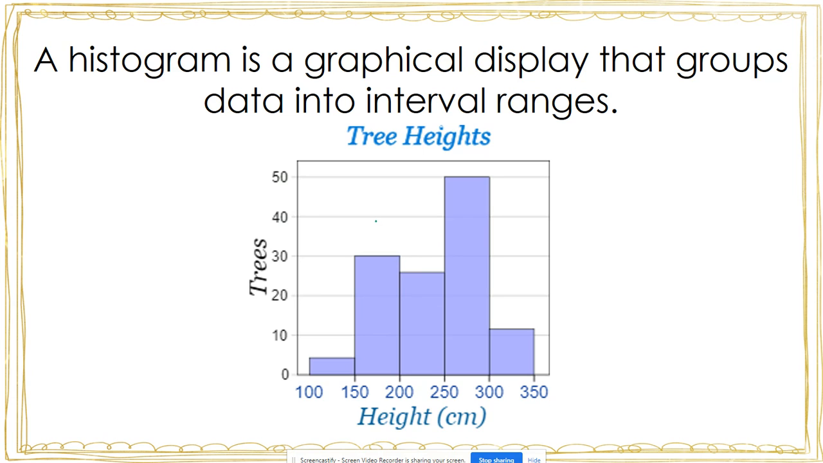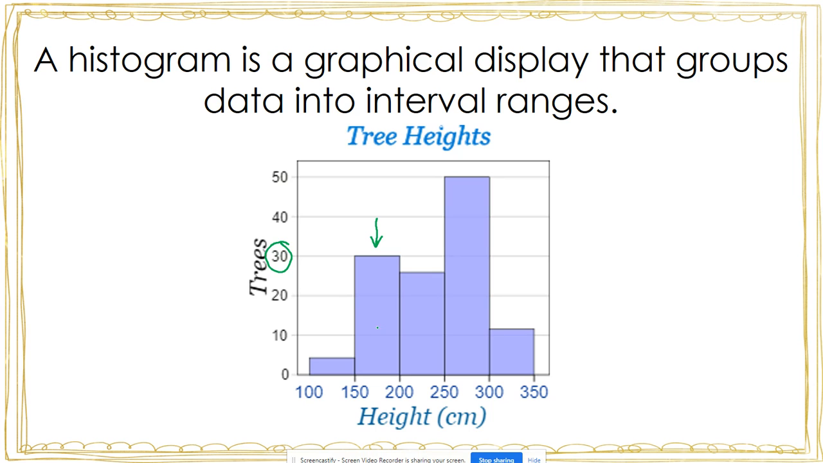For example, this bar represents a height that is between 150 and 200 centimeters. So I can see that there are 30 trees that have heights between 150 and 200 centimeters.